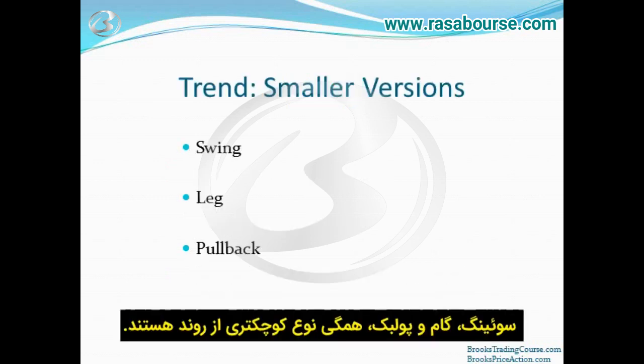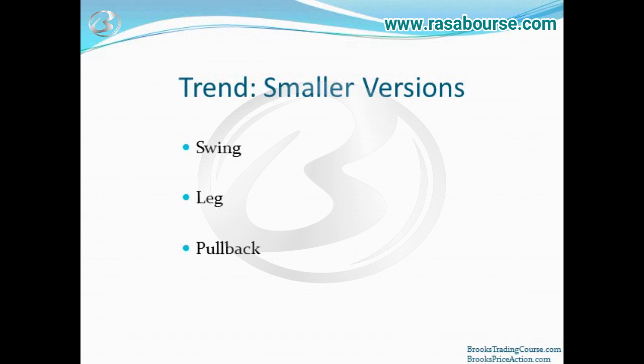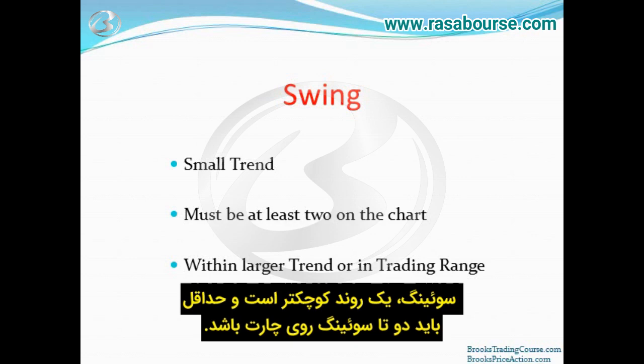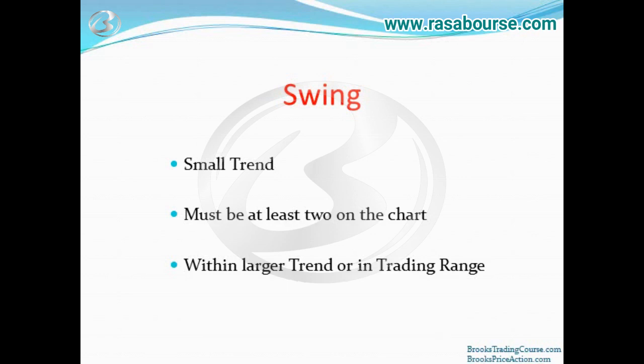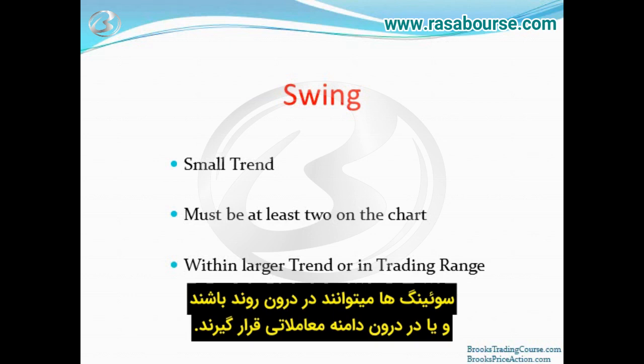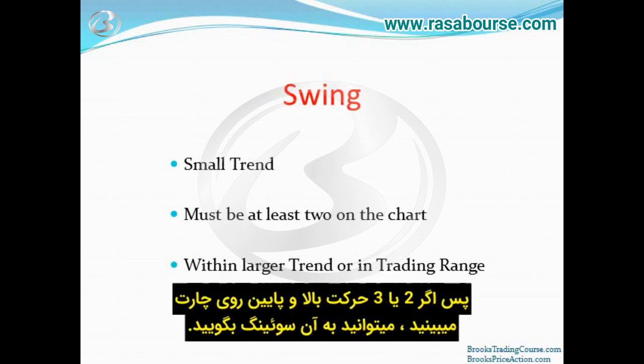Smaller versions of trends are swings, legs, and pullbacks. A swing is a smaller trend, and there has to be at least two of them on the chart. They can be within a trend or within a trading range. So if you see two or three moves up or down on the chart, you can call them swings.